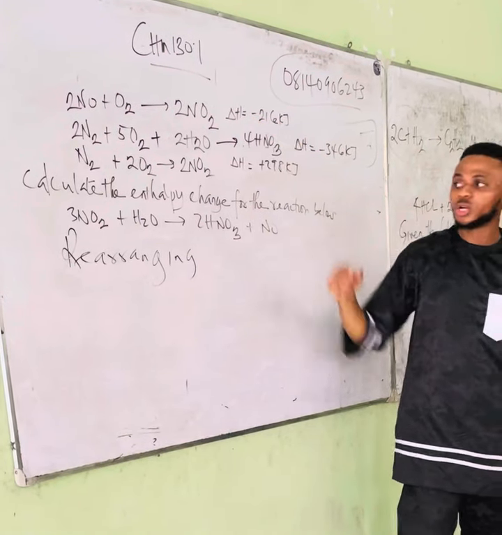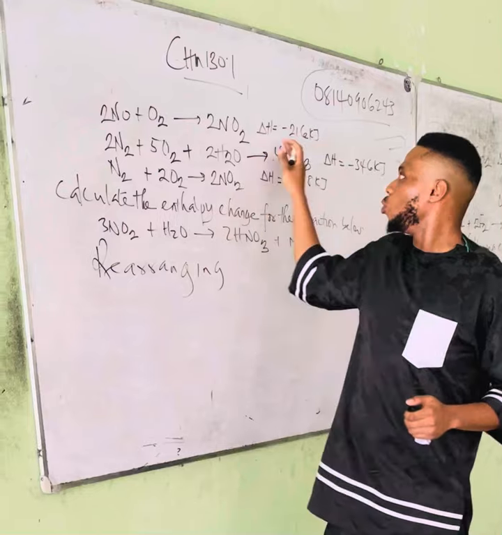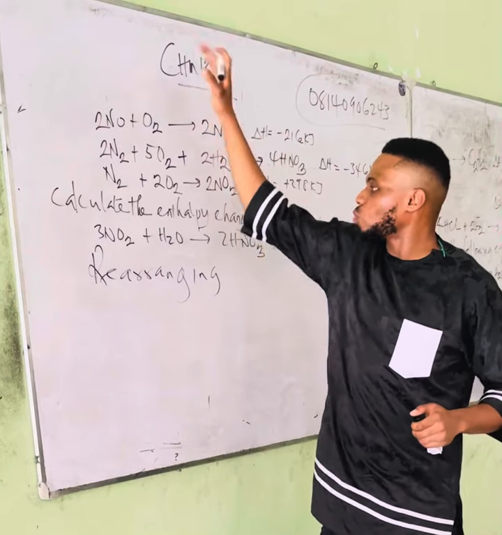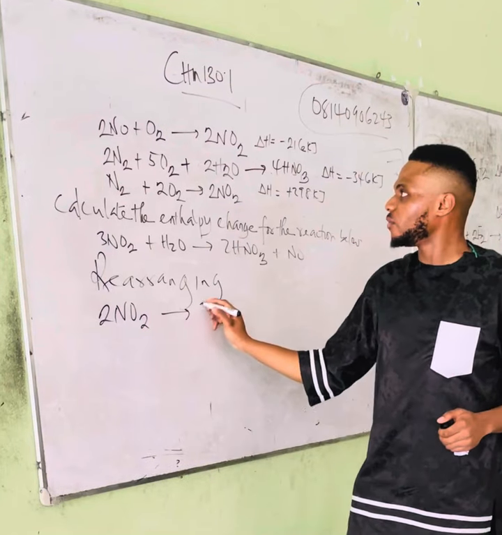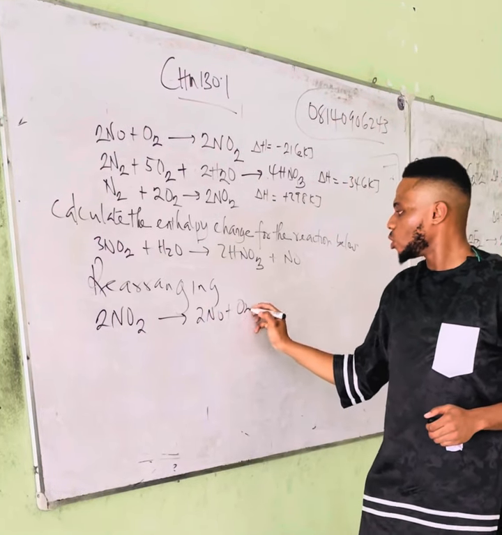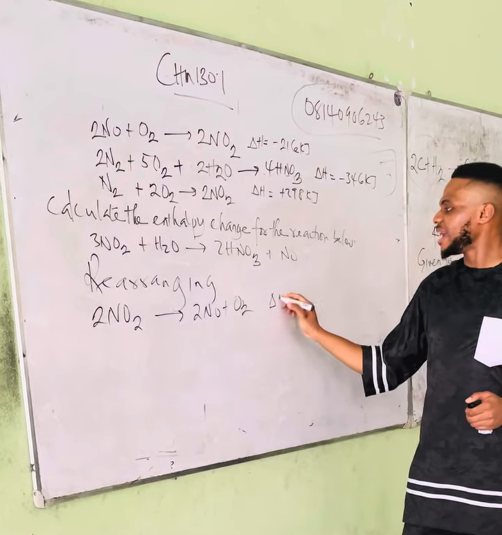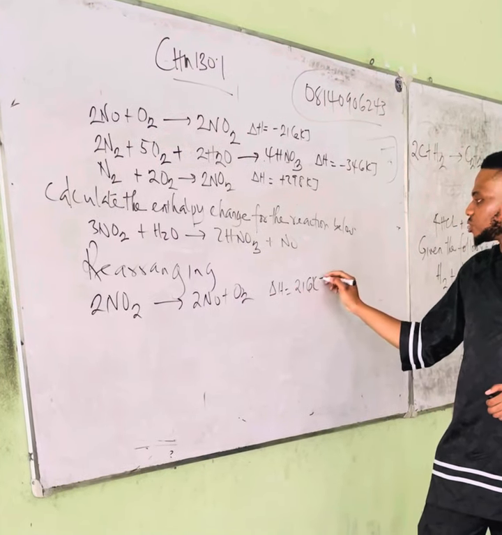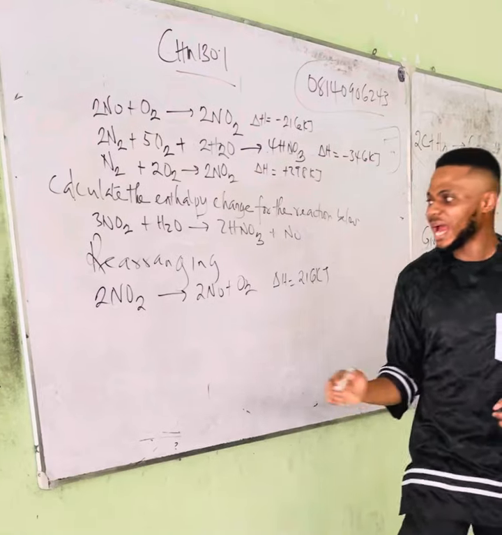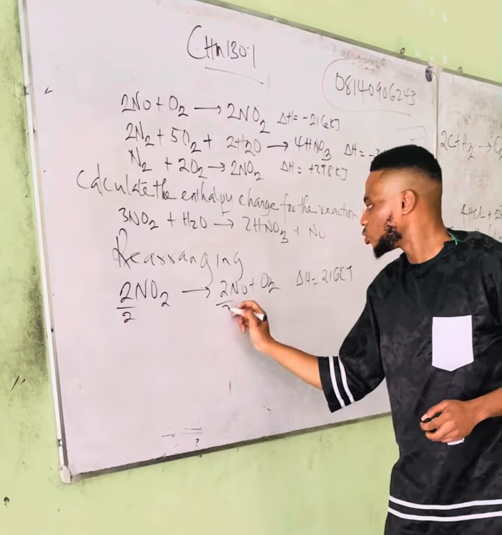Are we together? So now let's look at this. Let us swap first. This will be 2NO2 to give us 2NO plus O2. Our delta H will change from minus to plus 216 kilojoules. So now we have to divide by what?